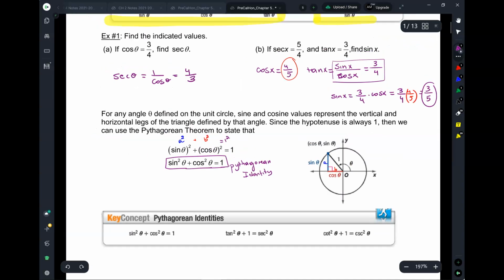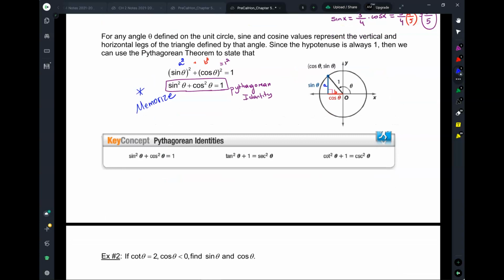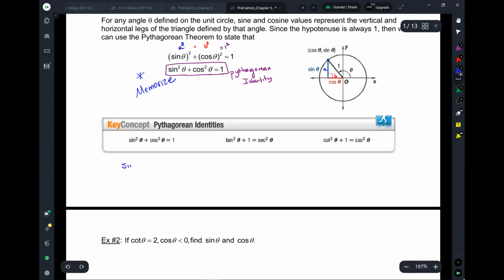And guess what? You have to memorize this. So even next year, even 2 years from now, when you least expect it, this will pop up. Sine squared theta plus cosine squared theta is equal to 1. Now, this sine squared theta plus cosine squared theta, it's got buddies.